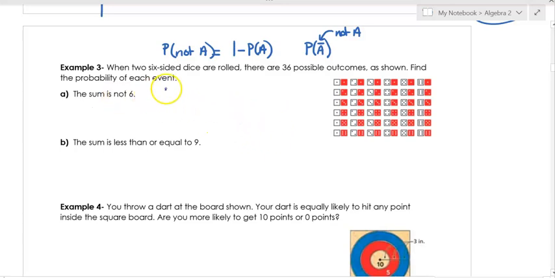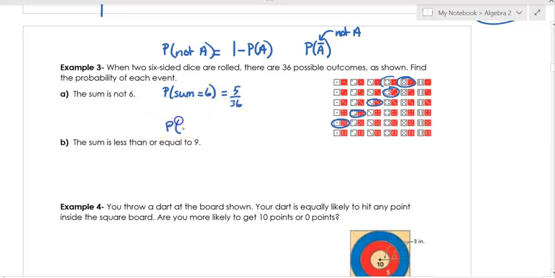Finding the probability that the sum is 6 is a lot easier than finding the probability it's not 6. It's just easier to count up. So find the probability the sum is 6. Looking at this chart, we're looking for ones that add up to 6. So that's this one, 5 and 1, and then 4 and 2, 3 and 3, 2 and 4, 1 and 5. So that's 1, 2, 3, 4, 5. That's 5 out of 36 outcomes.